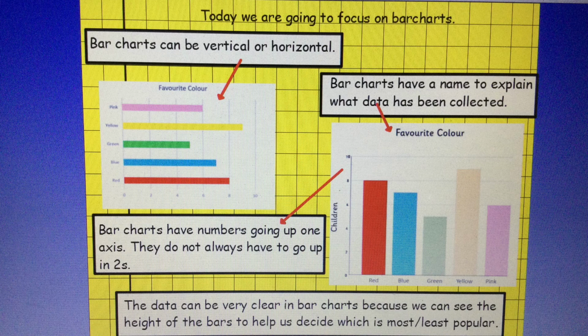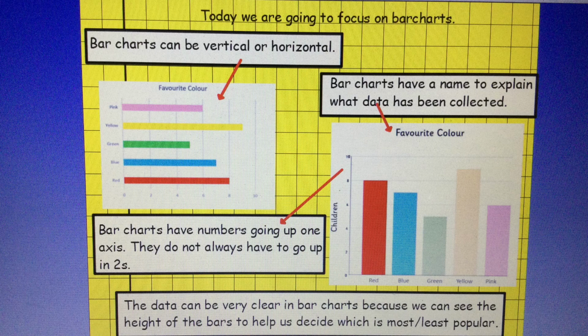Bar charts usually have a name to explain what data has been collected and is being represented in the bar chart. As you can see here, the 2 examples both have the title favourite colour. Bar charts have numbers going up one axis, and that's what we call the sides of our bar chart. They do not always go up in 2s, but this is what our examples are both showing us currently.